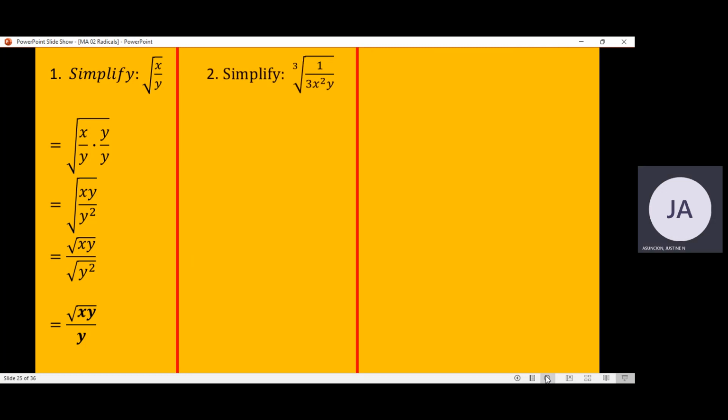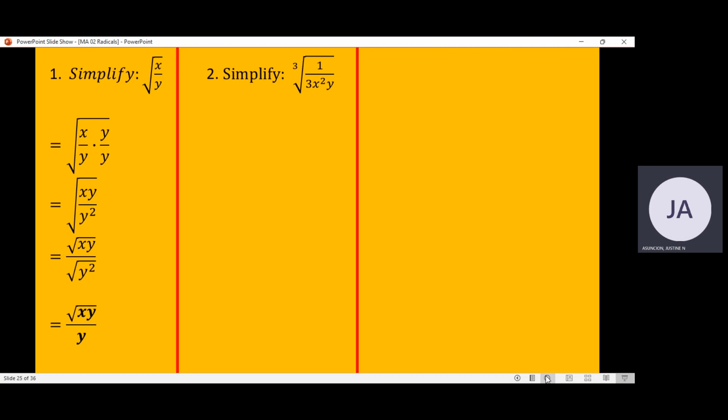Another example, the cube root of 1 over 3x squared y. Again, we need to think of an expression that will make our denominator a perfect root. Here we have 3, so to have the cube root of this, we need to multiply by 3 squared.